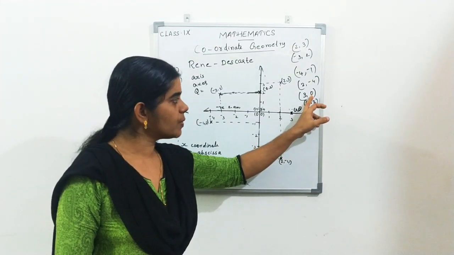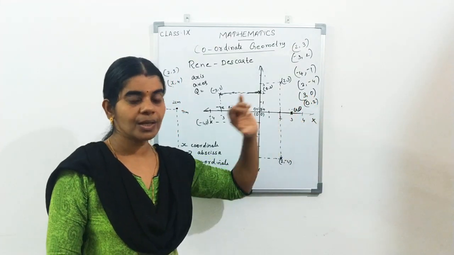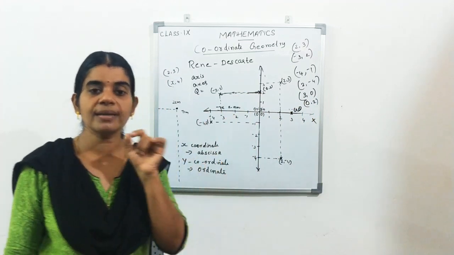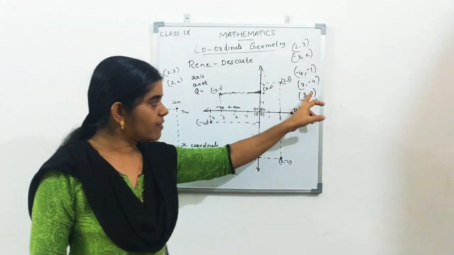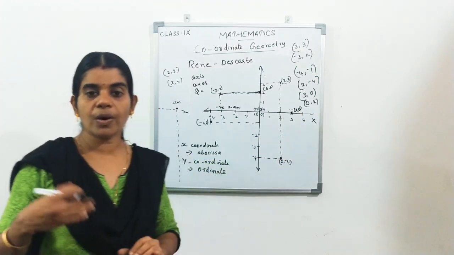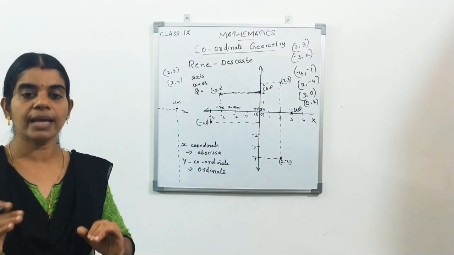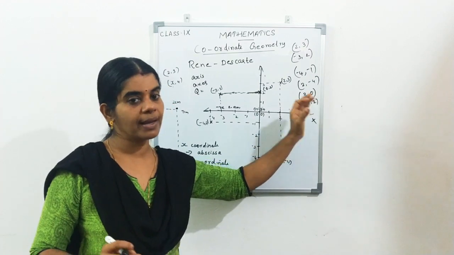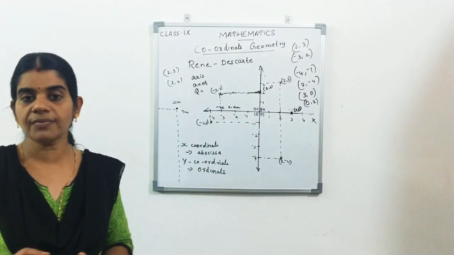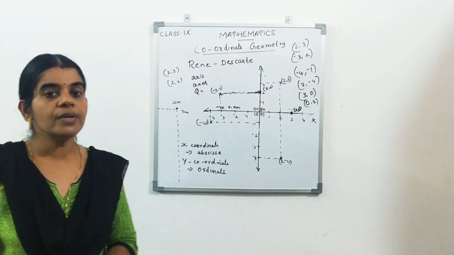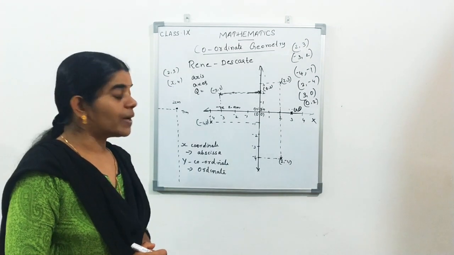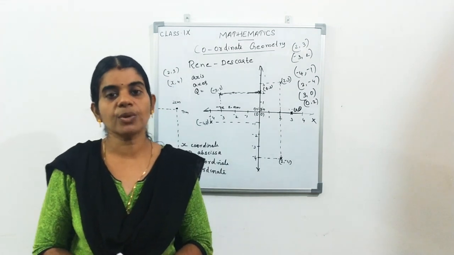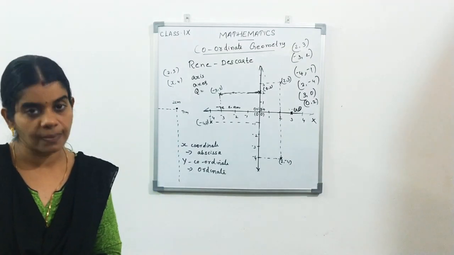If x is 0, you don't write quadrant, you write axis. If y is equal to 0, that coordinate will be on the x-axis. If x is equal to 0, that point will be lying on the y-axis. There we can't use the quadrant. What will be the coordinates of origin? 0, 0 is the coordinate of the origin.